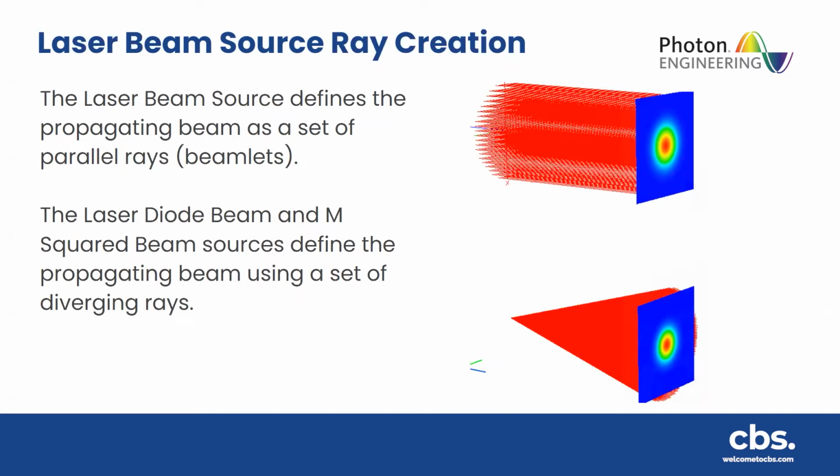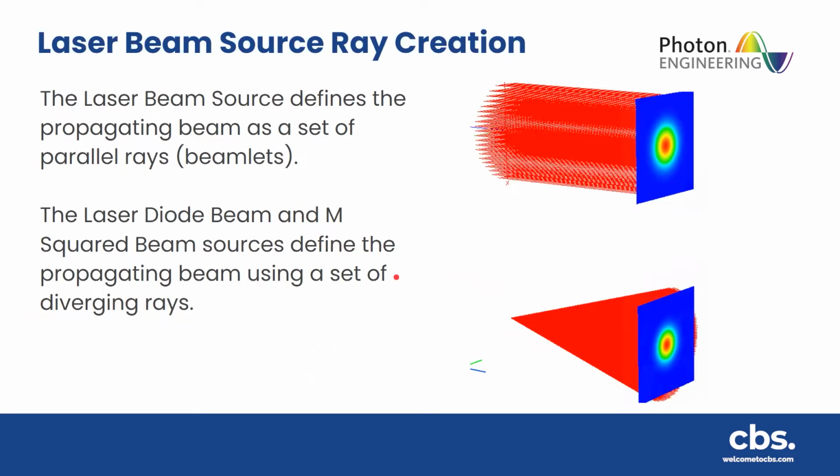And just the final slide before we get to actually some Fred demonstrations, just to highlight the differences again between the laser source and the laser diode source. So the laser beam source, which is positioned here in this user interface, is propagating a set of parallel rays to define your Gaussian profile that you defined in the source settings.